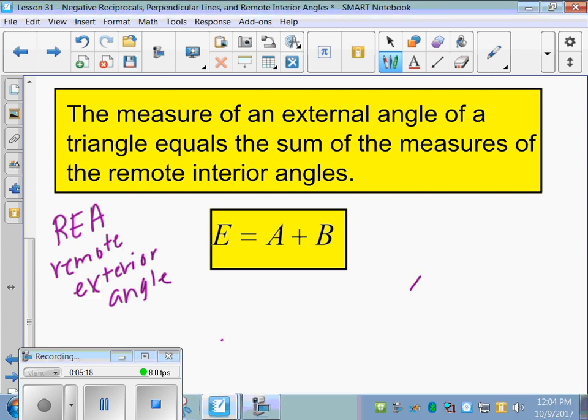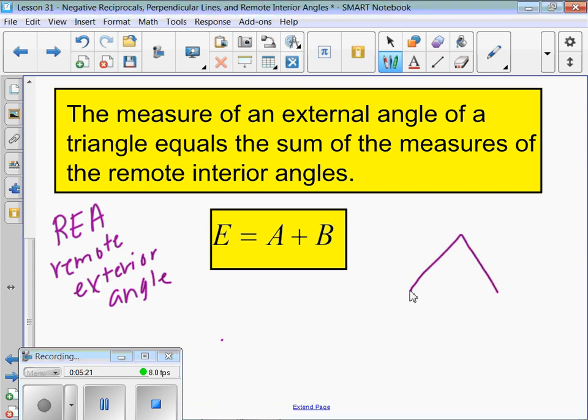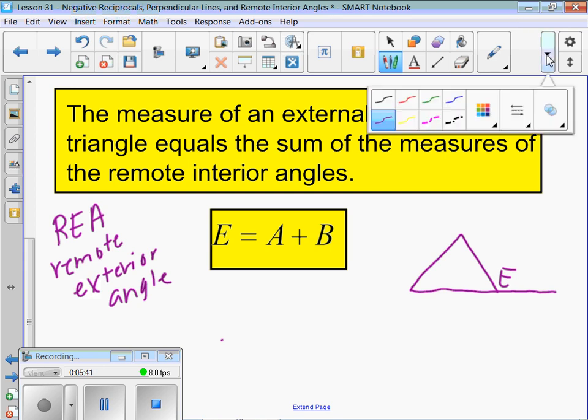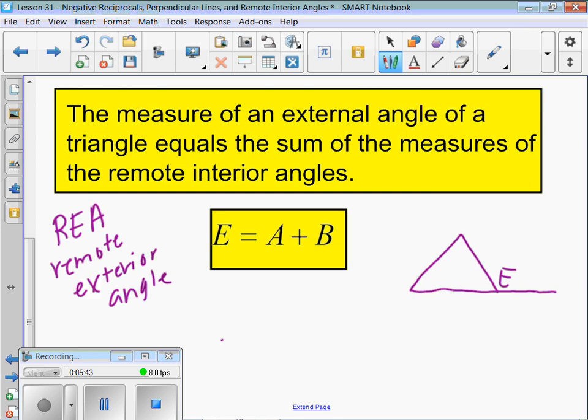So draw yourself a triangle and just extend one of the sides out a little bit, and label that angle E. That's an exterior angle because it's outside of the triangle. Okay. And basically what this is always equal to are the two furthest away angles that are inside the triangle. Why does this work? Nikki, what do you think?